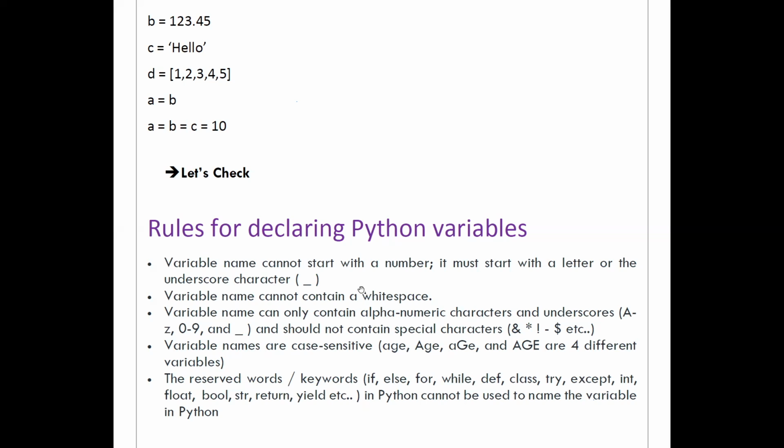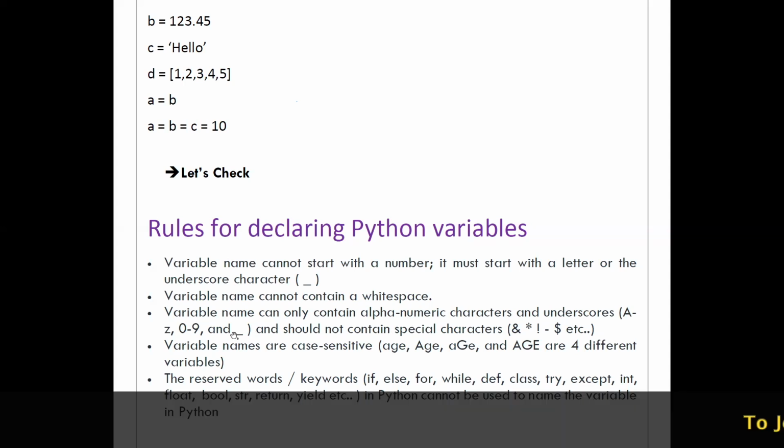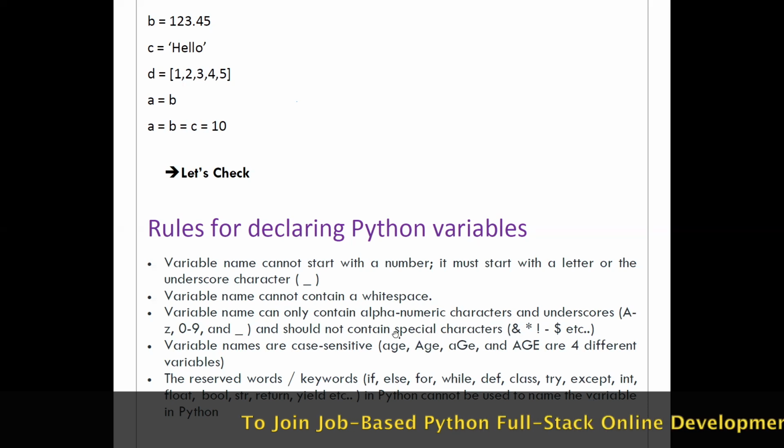Instead of that, you can create A123 or underscore 123 or underscore ABC, something like that. You can do that. Variable name cannot contain white space. So it should not contain any white space. Variable name can only contain alphanumeric characters. As I have explained, variable name can contain alphanumeric characters, both letters and digits, and underscore can be part of variable name, but it should not contain any special characters.